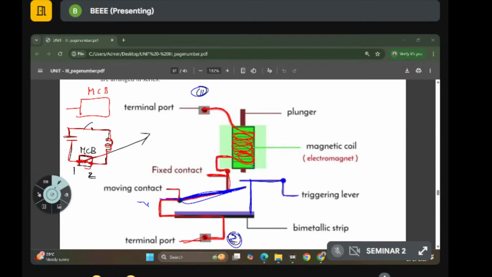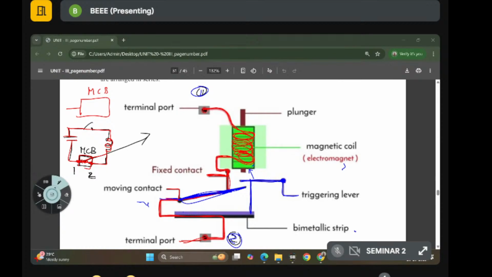So what is the function of a magnet? It will attract the iron, the steel. It will attract all the conductors. So what happens here? See, the triggering lever is there, isn't it? Because this is getting magnetized, this triggering lever is attracted here, and this magnetic coil also attracts this bimetallic strip. This bimetallic strip is there, and it is attracted by the magnet.